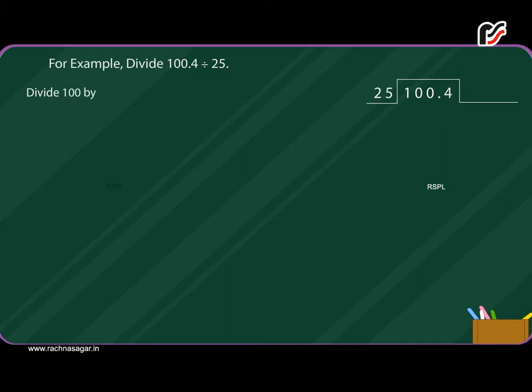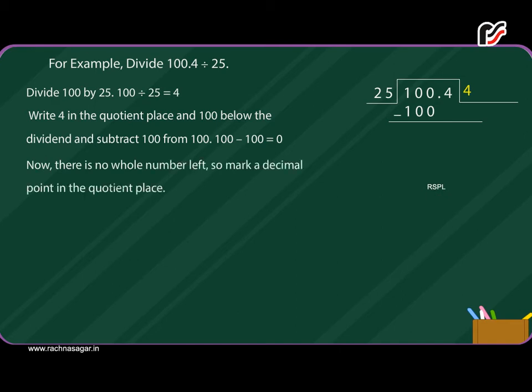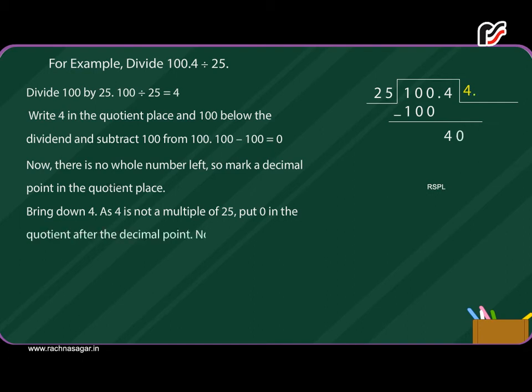Divide 100 by 25. 100 divided by 25 is equal to 4. Write 4 in the quotient place and 100 below the dividend and subtract 100 from 100. 100 minus 100 is equal to 0. Now, there is no whole number left, so mark a decimal point in the quotient place. Bring down 4 as 4 is not a multiple of 25. Put 0 in the quotient after the decimal point.